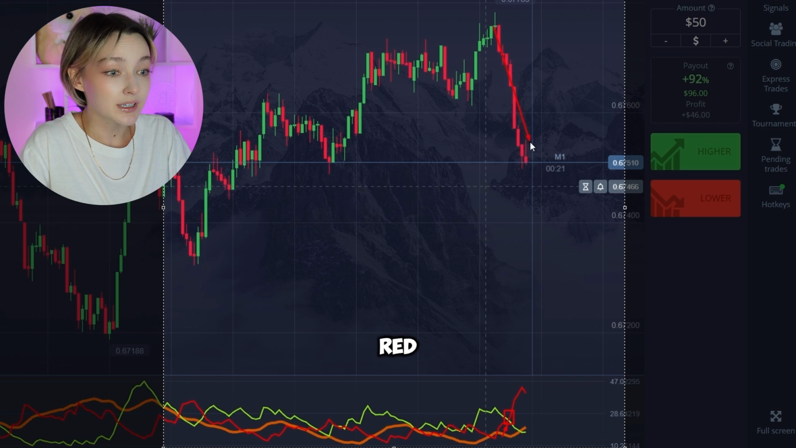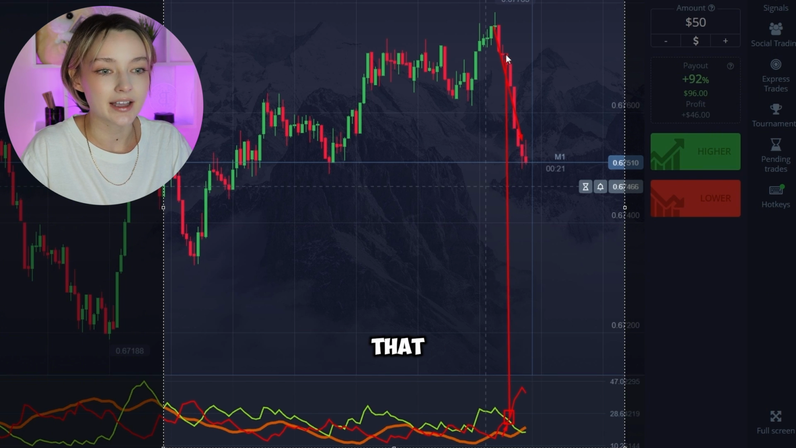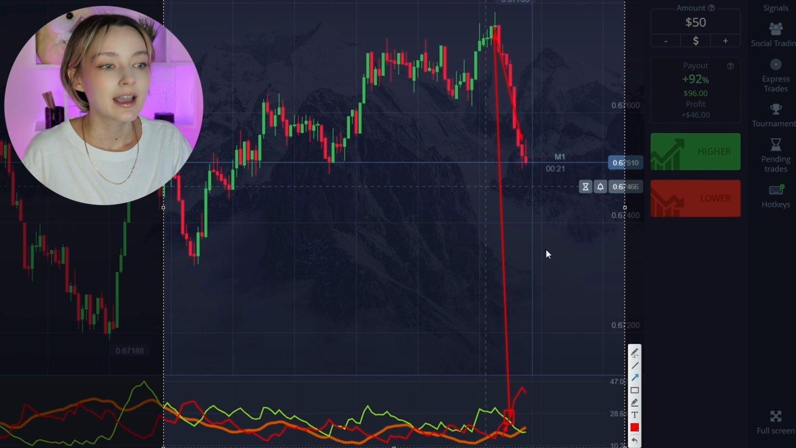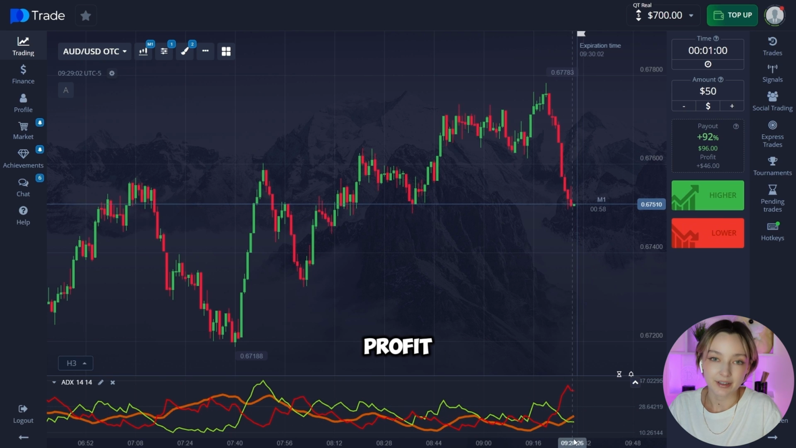For instance, right now the red line crosses the green one upwards, which is a signal for us to enter downwards. As you can see, the upper chart displays that right after the intersection, the price started rapidly falling, and that's exactly the kind of motion we could have made a profit off of.